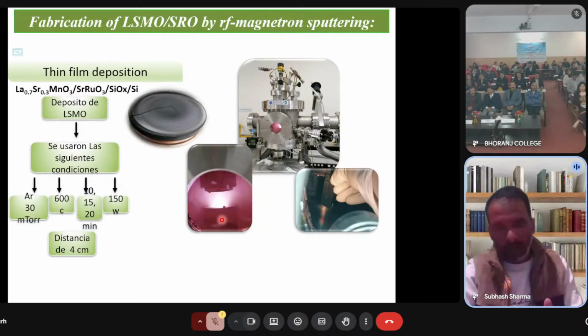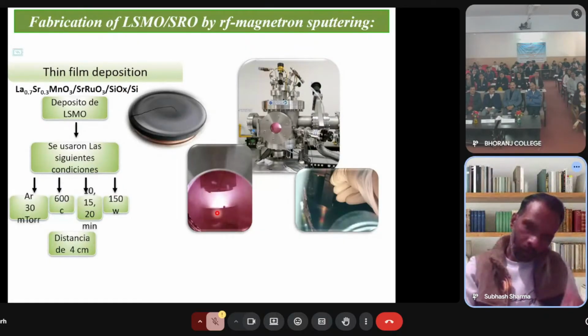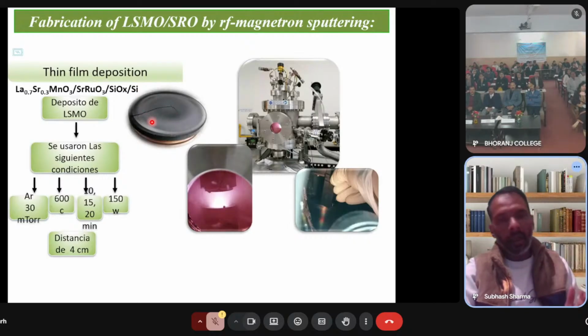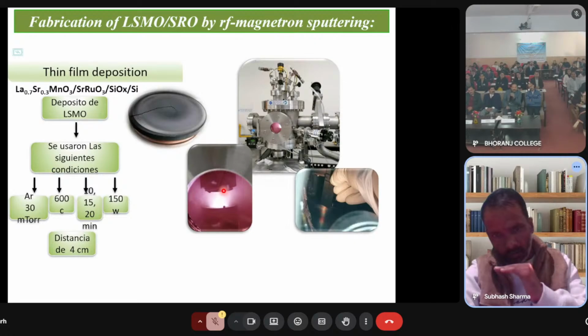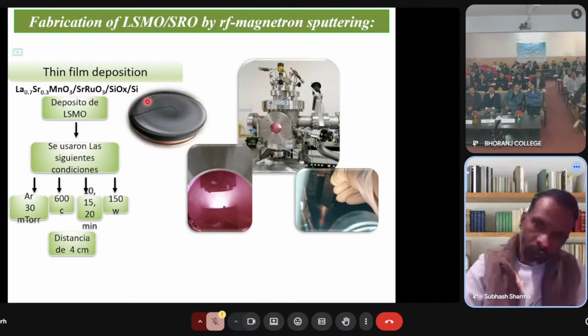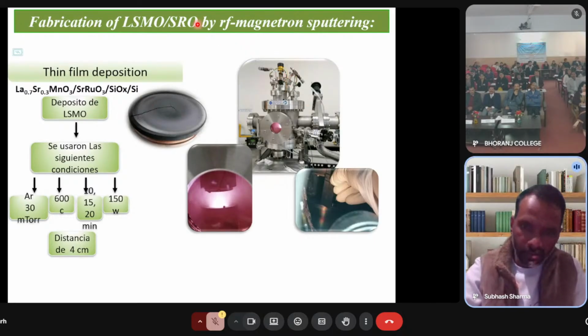And then by applying RF power, you can make plasma, and these argon atoms strike, meaning they make collisions with your material, and they are ejecting atoms from this material. For example, this is LSMO, and then they are going to deposit on this side. This is the heater, and on the heater we stick the substrate. In this case, the substrate is silicon. So this is how RF magnetron sputtering looks and how the plasma process starts.